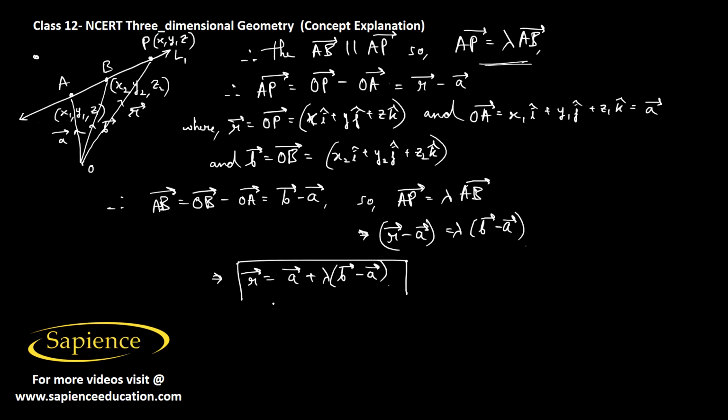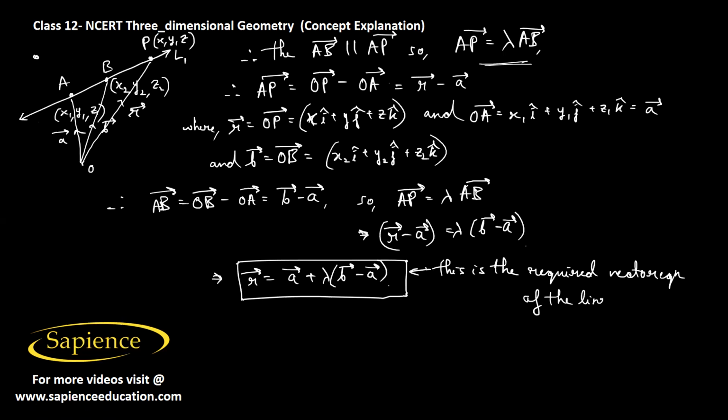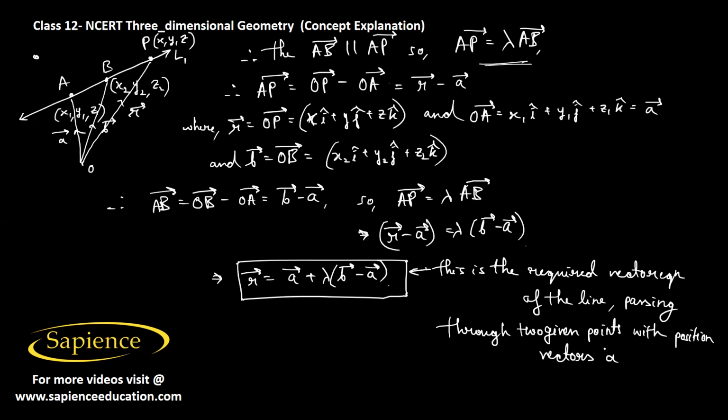So this is the required vector equation of the line L1 which is passing through two given points, B vector and A vector, with position vectors A vector and B vector.